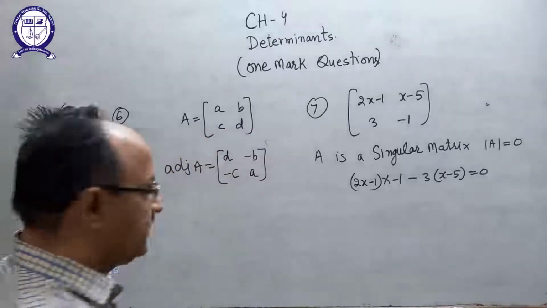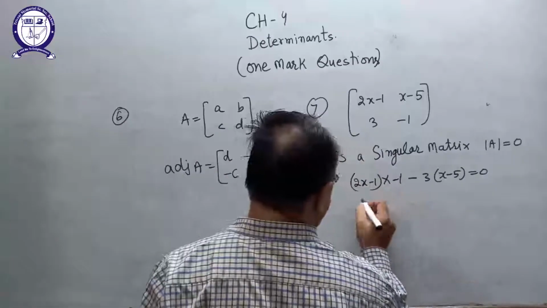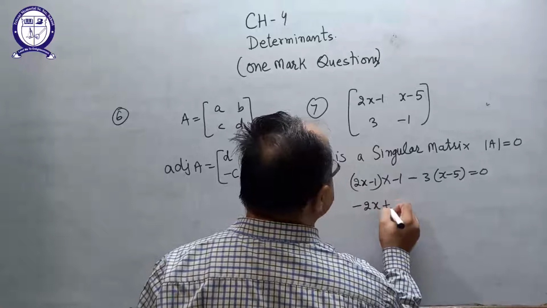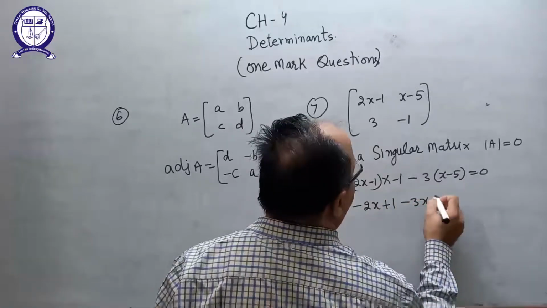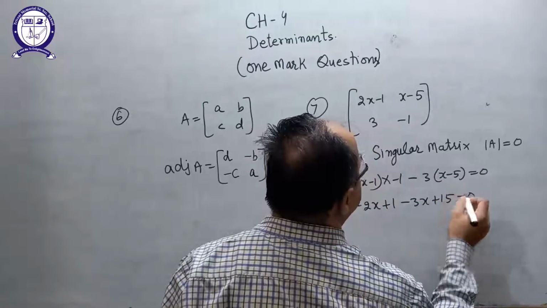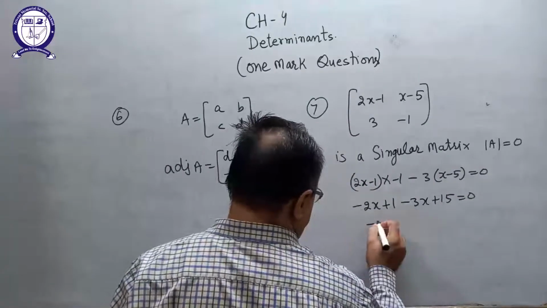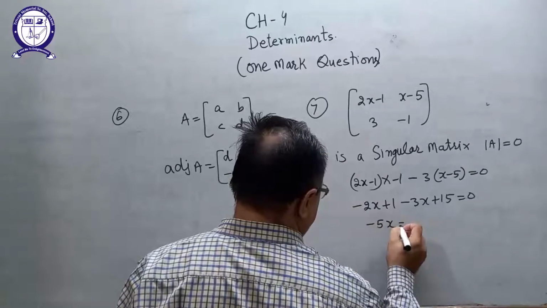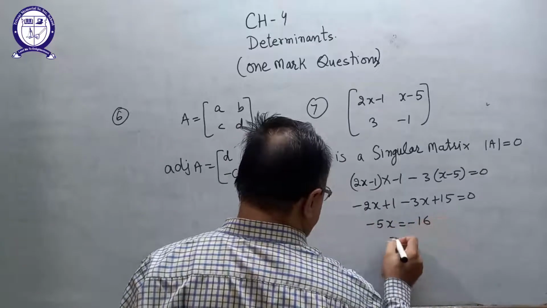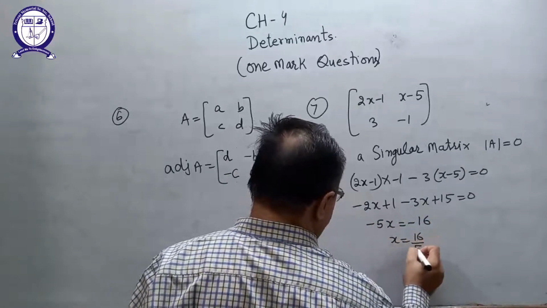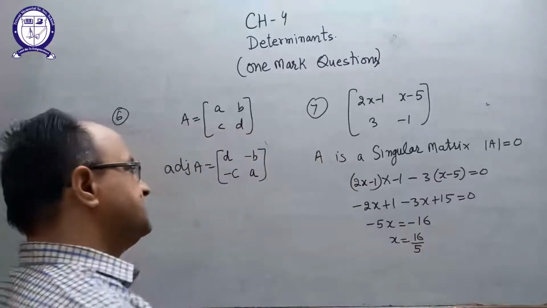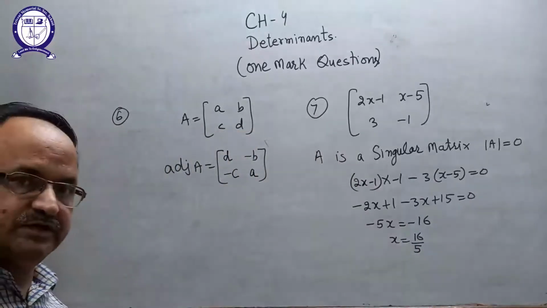Find the determinant only. When you multiply with this, that is minus 2x plus 1 minus 3x plus 15 is equal to 0. Here you can say minus 5x is equal to minus 16. Therefore, x is equal to 16 by 5. This is the answer. We will check.